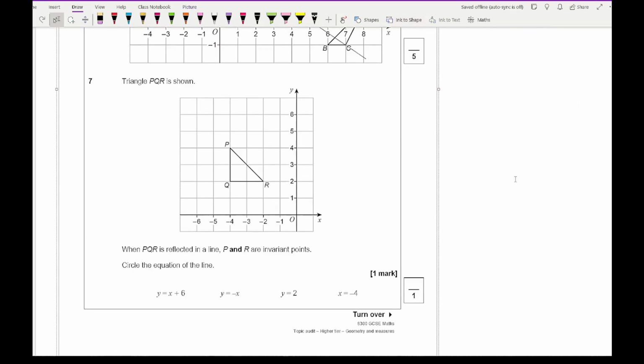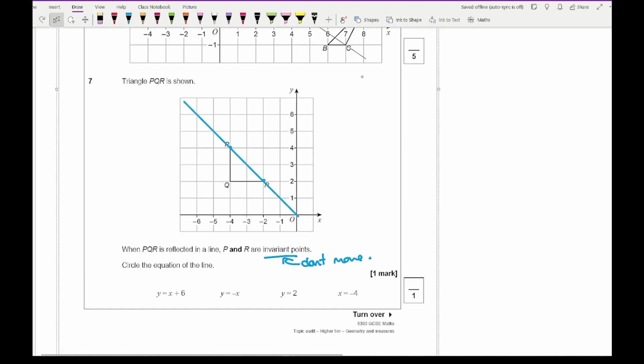So then moving on to question 7, it says triangle PQR is shown when PQR is reflected in the line. P and R are invariant points. Circle the equation of the line. Now, invariant basically means do not move. So in order for those 2 points not to move, it basically means that the reflection line must be going through each of those 2 points. So this here is my reflection line.